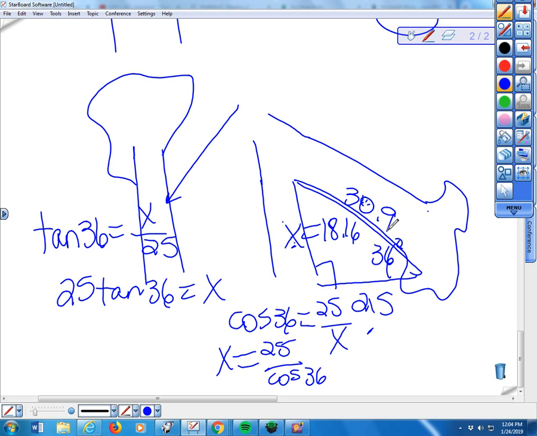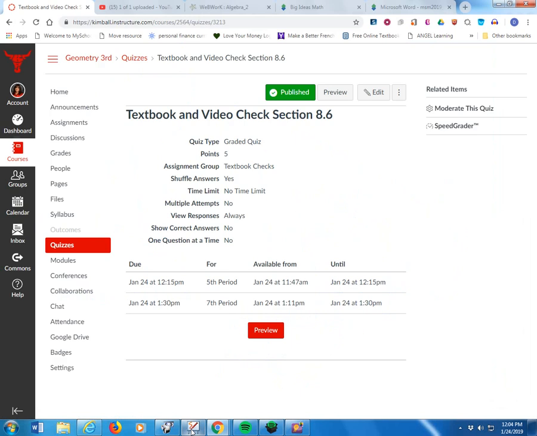Okay, let's go through the textbook check. There's only like 5, 6 problems on big ideas. Most all but one I think are word problems. And then tomorrow in class I'm going to give you a whole page full of word problems to work on, just for practice. Okay, so let's do the textbook check.